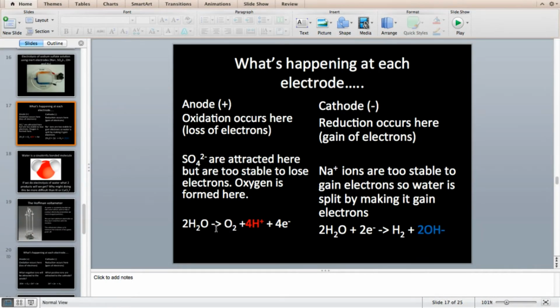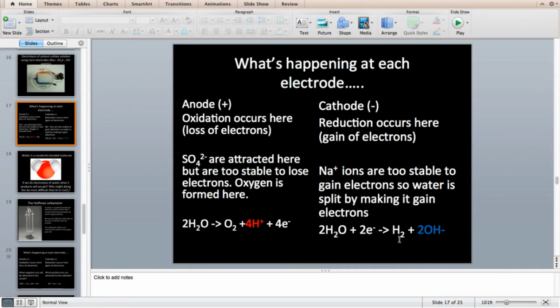So you see on this one here, you see bubbles of oxygen forming, and here on this one, you see bubbles of hydrogen forming. So again, it's essentially just a splitting of water, so you have to learn off these 2 half equations too. And the reason why this occurs is because your sodium ions and your sulfate ions are just so stable, they don't want to gain or lose electrons, so then you end up getting the splitting of water.